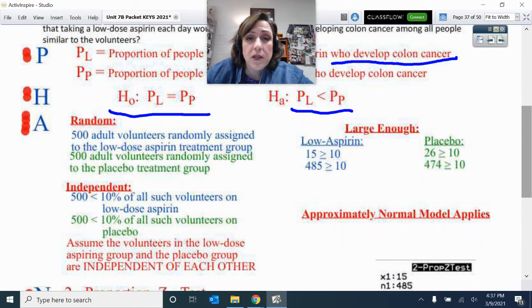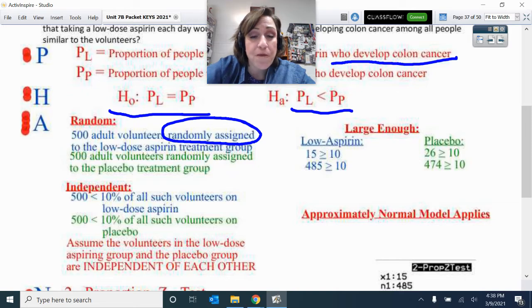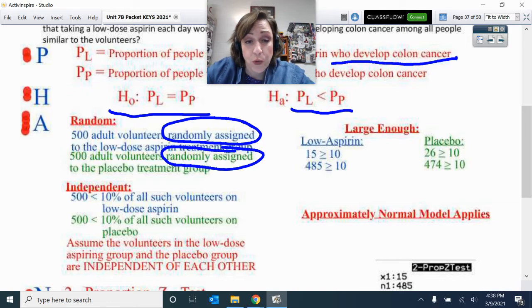All right. So here are our conditions. We had 1,000 people total, and they split them in half. It is essential, absolutely required, no exceptions, that you stated that there were 500 people. They were volunteers, so they were not randomly selected. They are randomly assigned. So 500 of the volunteers were randomly assigned to the low-dose aspirin group, and 500 volunteers were randomly assigned to the placebo treatment group.